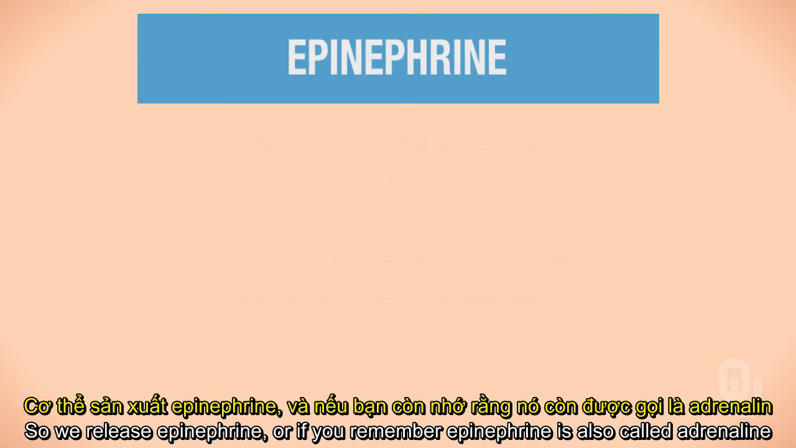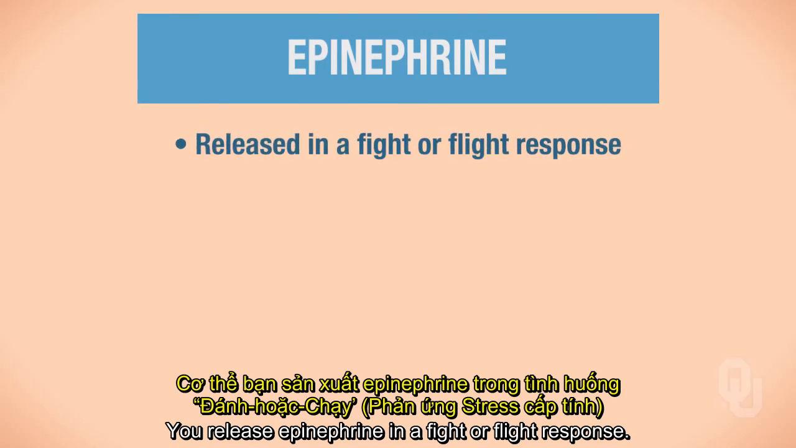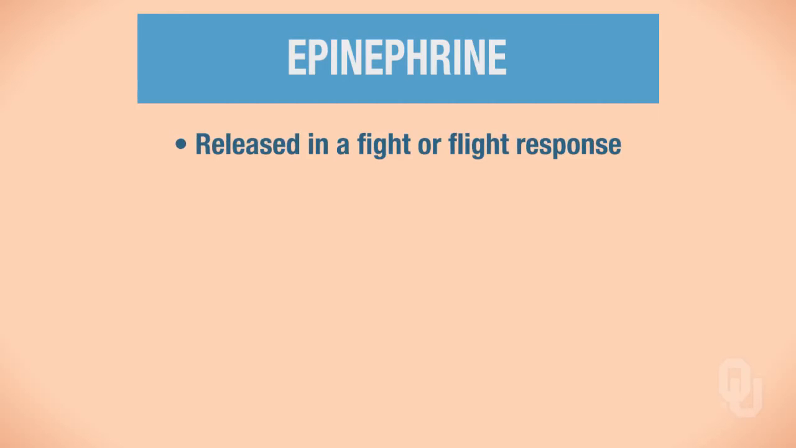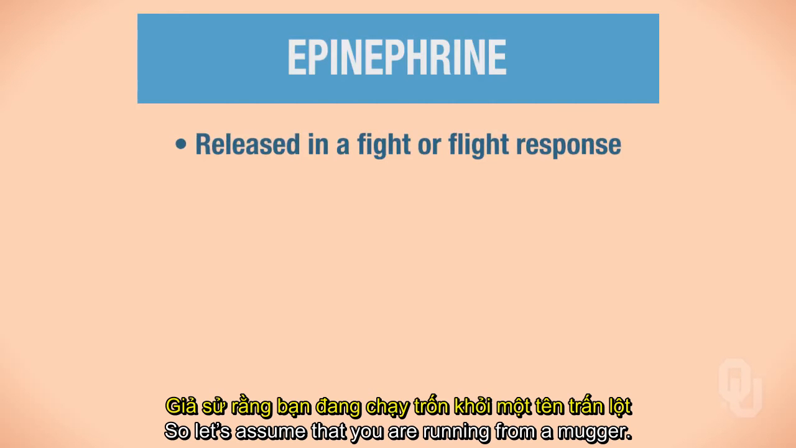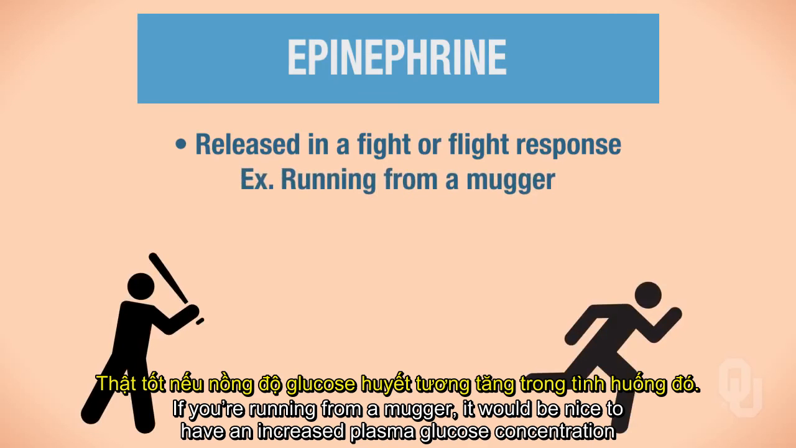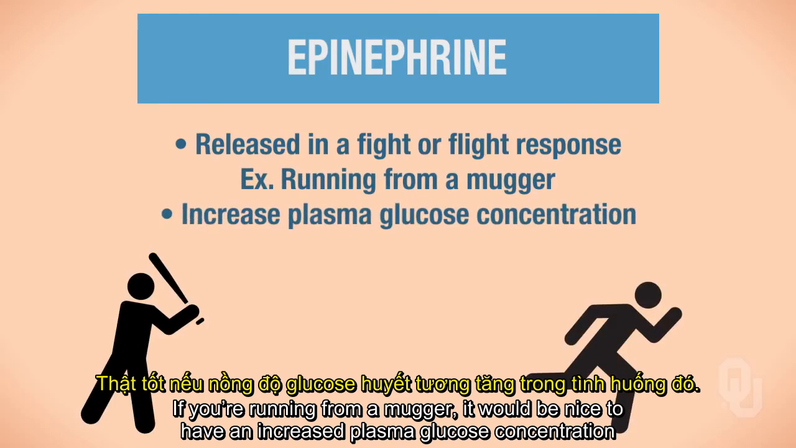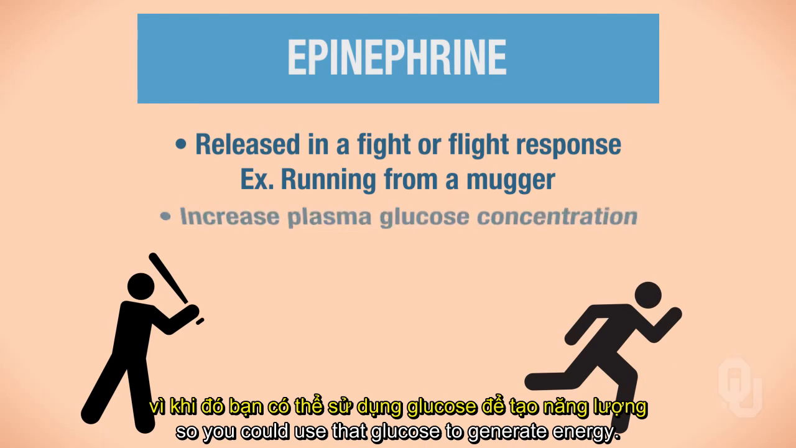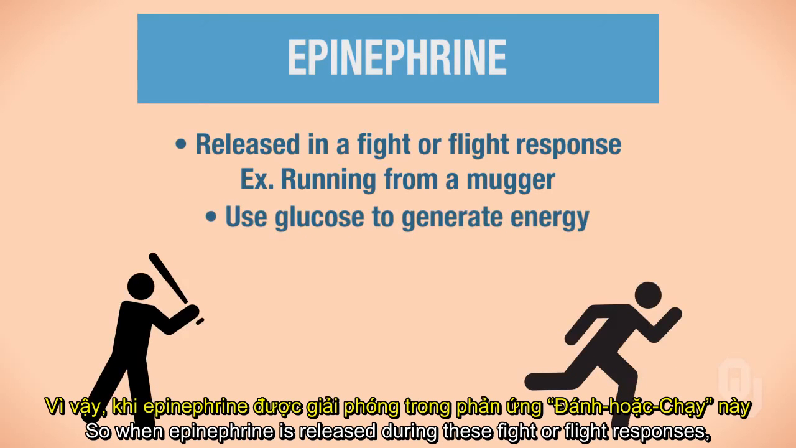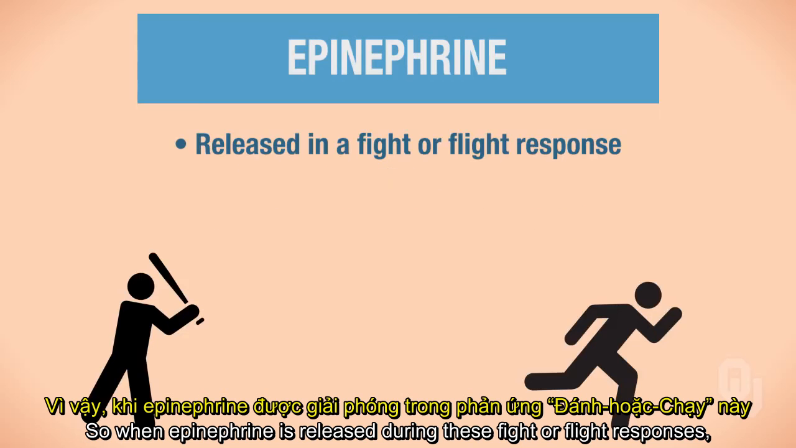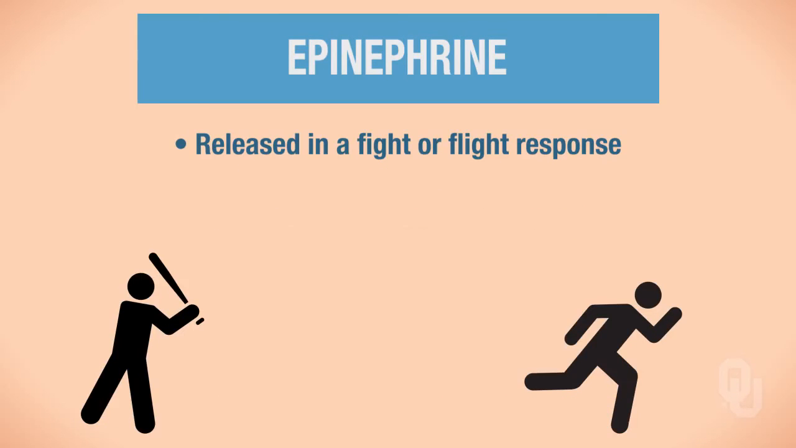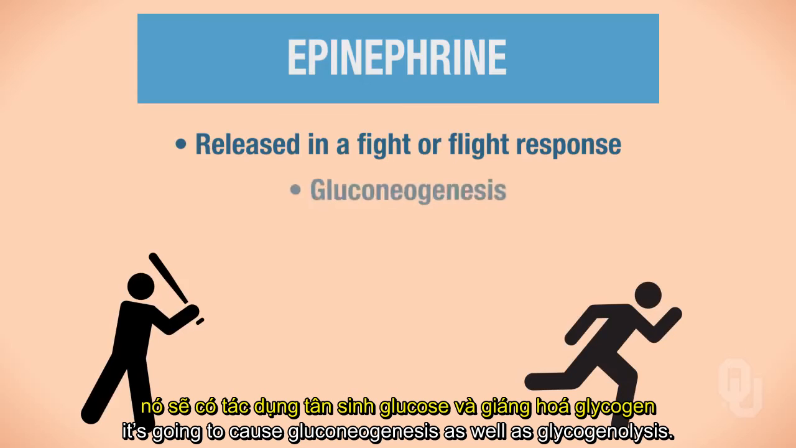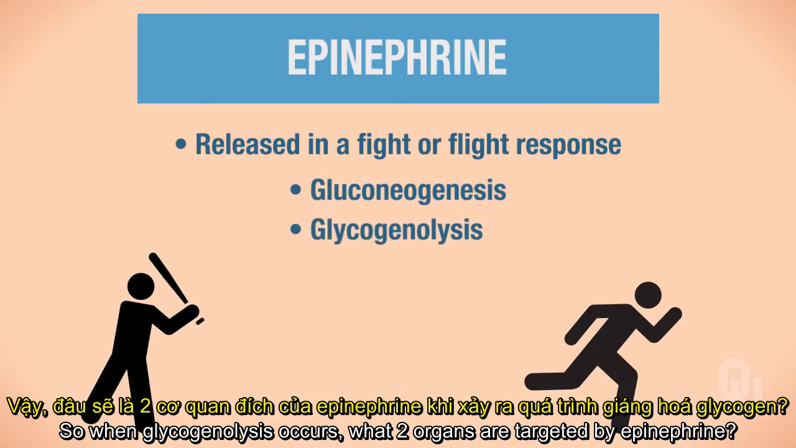So we release epinephrine, or if you remember, epinephrine is also called adrenaline. You release epinephrine in a fight or flight response. So let's assume that you are running from a mugger. If you're running from a mugger, it would be nice to have an increased plasma glucose concentration so you could use that glucose to generate energy. So when epinephrine is released during these fight or flight responses, it's going to cause gluconeogenesis as well as glycogenolysis.